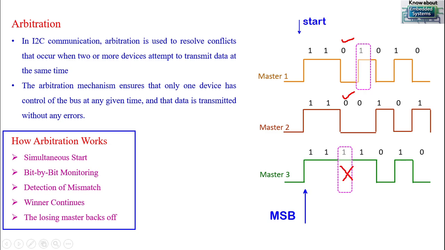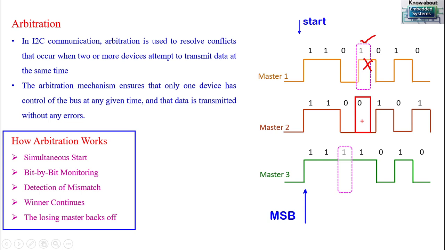Master 3 will be out of the arbitration process, so I can say that master 3 loses the arbitration here. Master 1 and 2 will continue the arbitration. For the next bit, master 1 is transmitting 1 and master 2 is transmitting 0. So 0 is dominant over master 1's 1, and master 1 will lose the arbitration, while master 2 will win it.